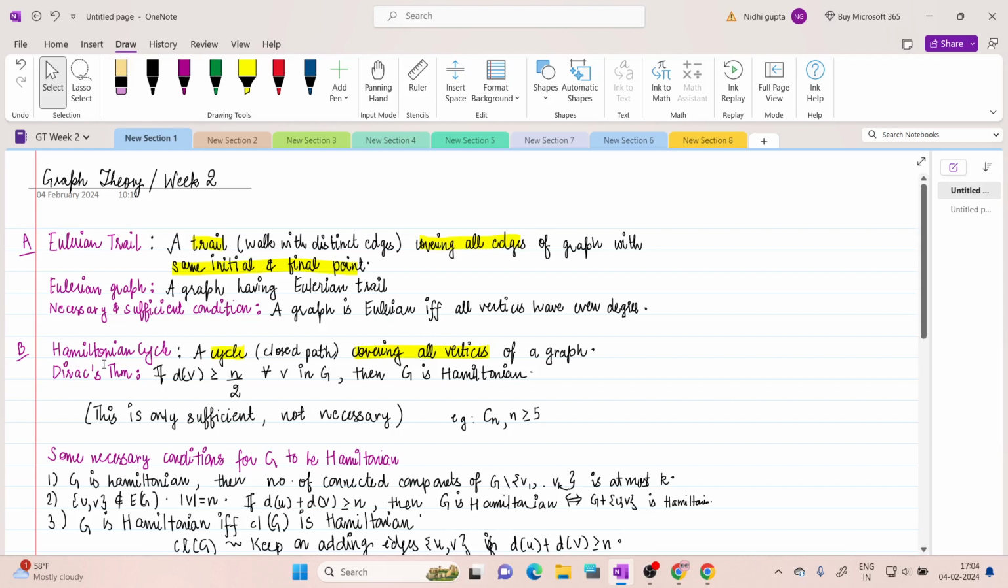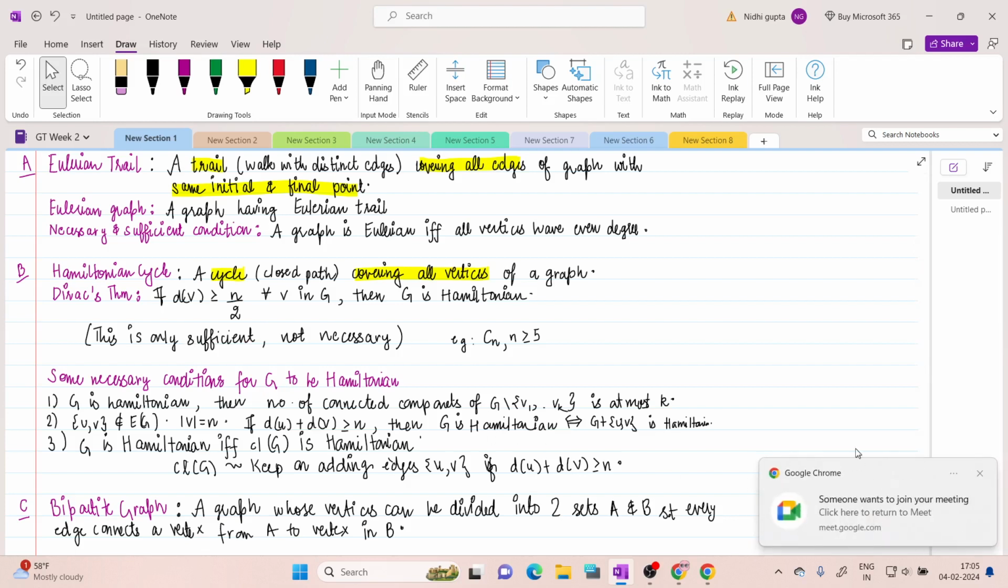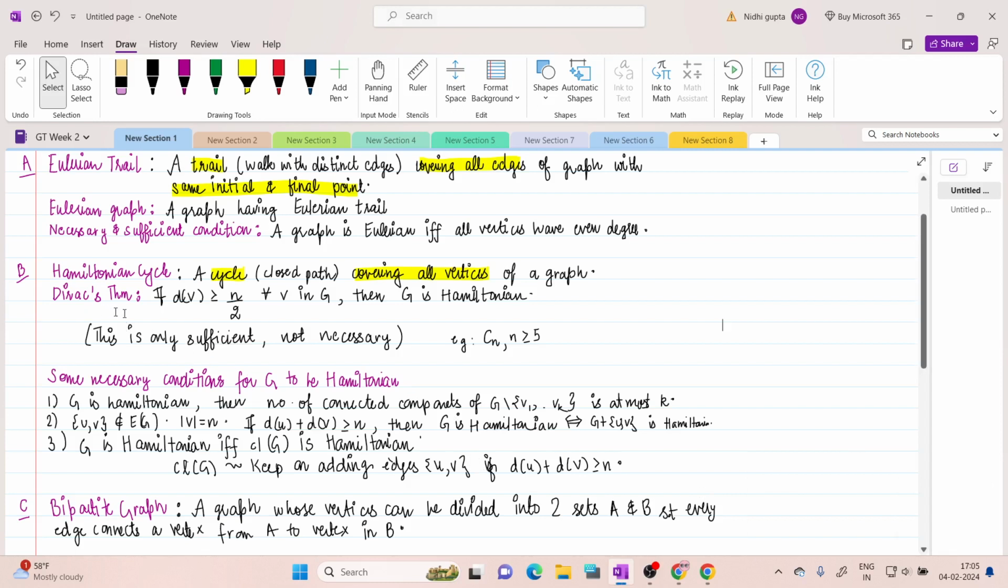Next, we'll talk about Hamiltonian cycle. A Hamiltonian cycle is a cycle which covers all the vertices of the graph. Unlike Eulerian graphs, we don't have a nice necessary and sufficient condition for showing whether a graph is Hamiltonian or not, but we have some necessary conditions and some sufficient conditions. For example, Dirac's theorem says that if the degree of each vertex is greater than or equal to n by 2, then graph G has to be Hamiltonian.